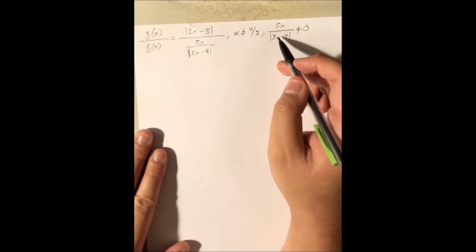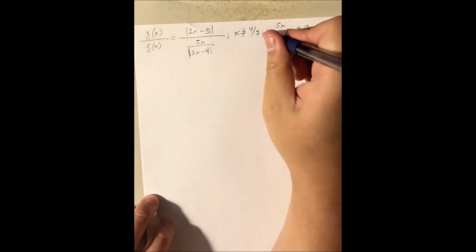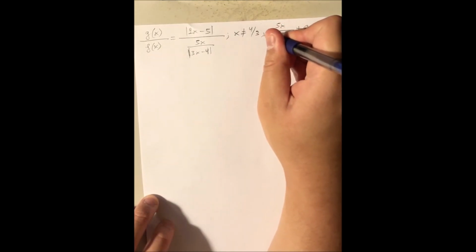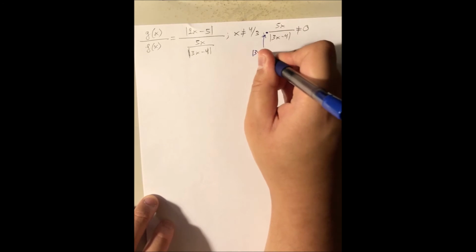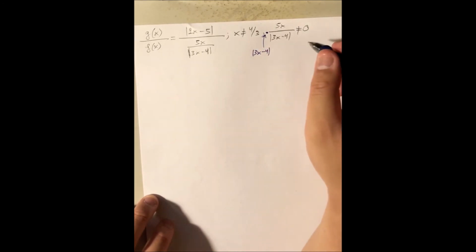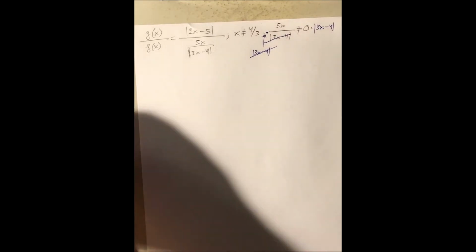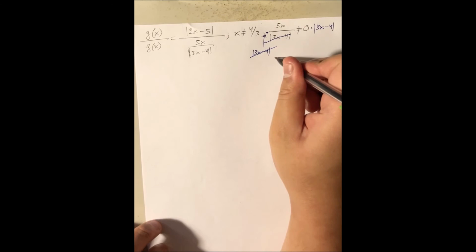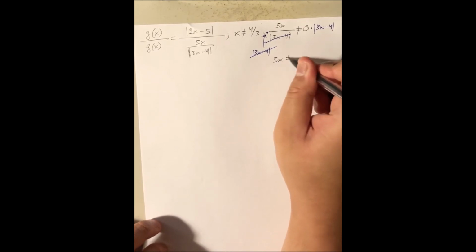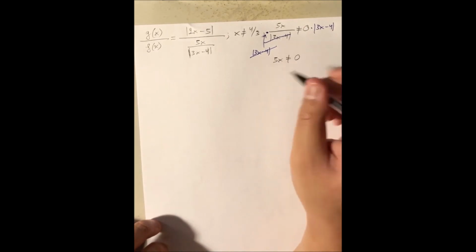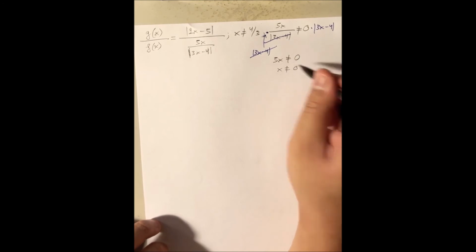Multiply both sides by absolute value of 3x minus 4. So I'm trying to squeeze it in right here, in order to get closer to x. This would cancel out, so on the left-hand side we're left with just 5x, which cannot be equal to 0. Multiply anything by 0 is 0. So x cannot be equal to 0 as well.